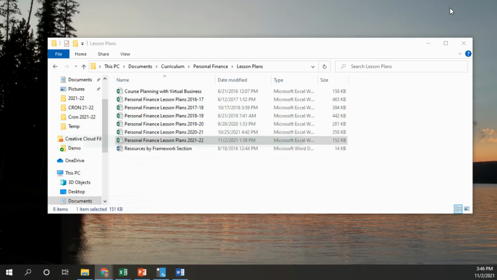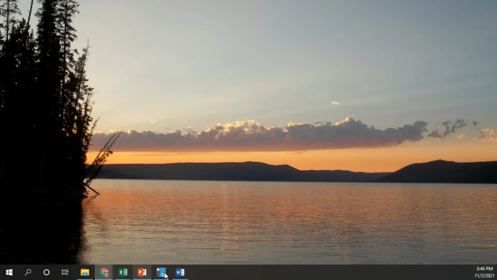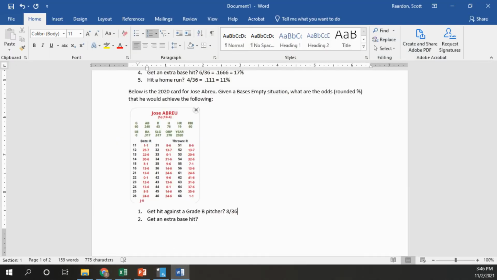equals, whoopsie doopsie doo. I just lost it there. Thank you. Where'd my Excel spreadsheet go? Okay, over here equals 8 out of 36.